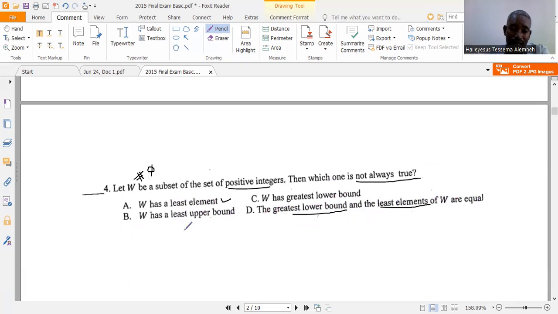Sometimes when the set is an infinite set, it may not have a least upper bound. W has a greatest lower bound. Clearly, it has a greatest lower bound because it is a set of positive integers. So what may not always be true is that W has a least upper bound.